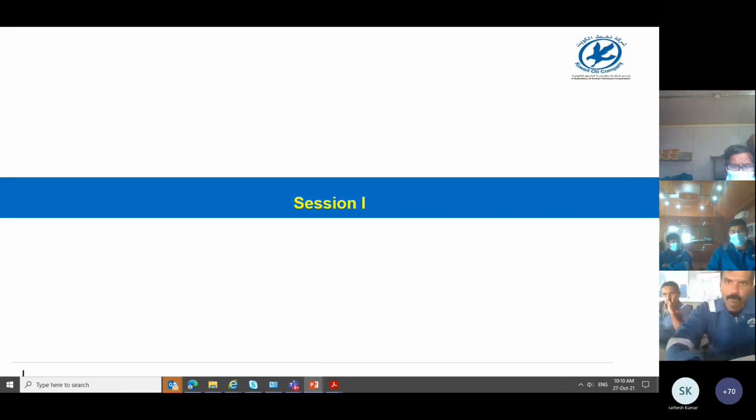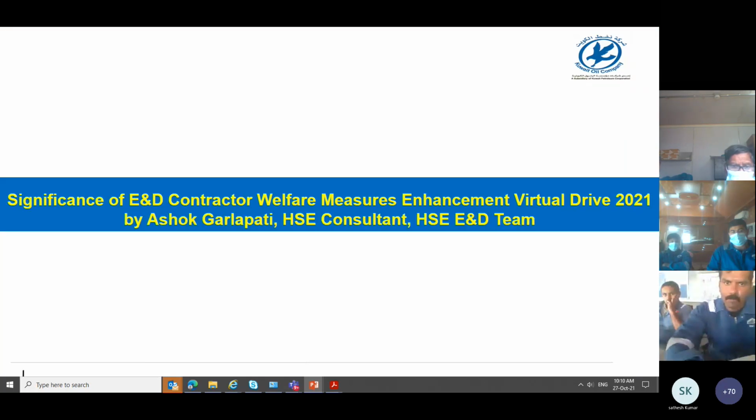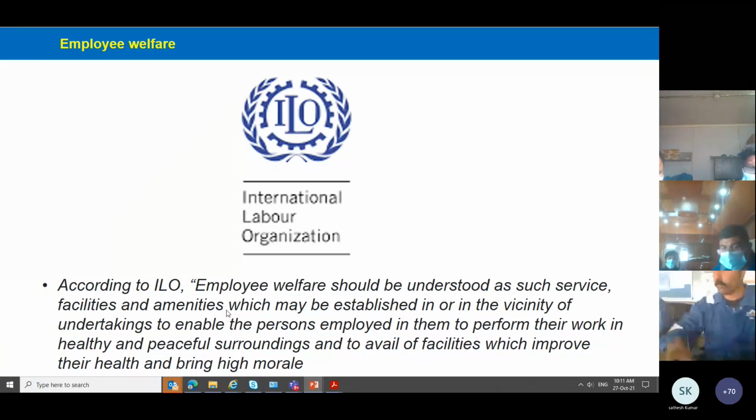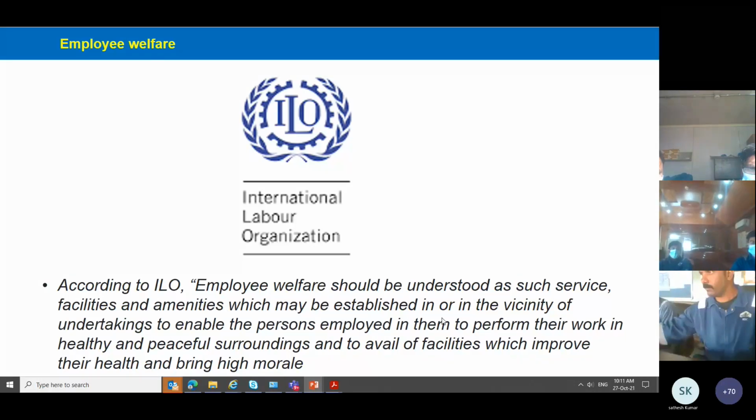And with that, I would like to start session 1, which is why we are doing this particular welfare measures enhancement drive. In fact, before I come to why we are doing it within KOC, I just want to briefly highlight our employee welfare definition with respect to the ILO, International Labour Organization. It says that employee welfare should be understood as such services, facilities, and amenities which may be established in or in the vicinity of undertakings to enable the persons employed in them to perform their work in healthy and peaceful surroundings and to avail of facilities which improve their health and bring high morale.